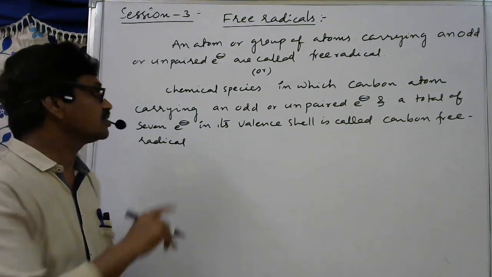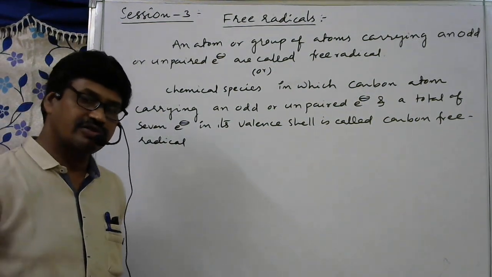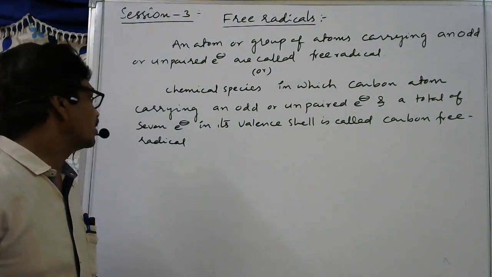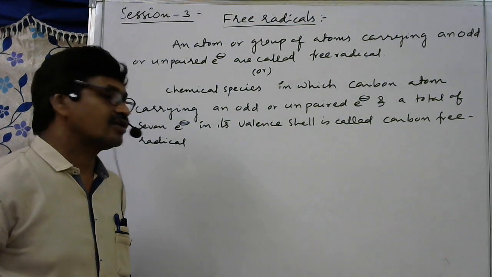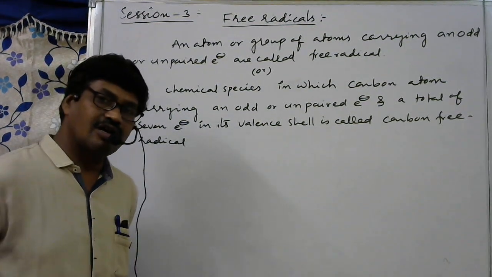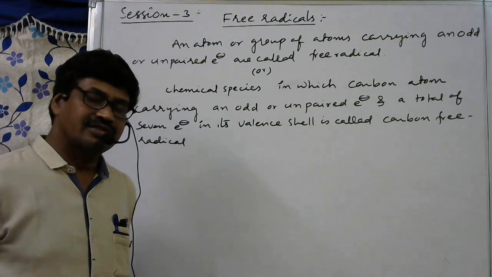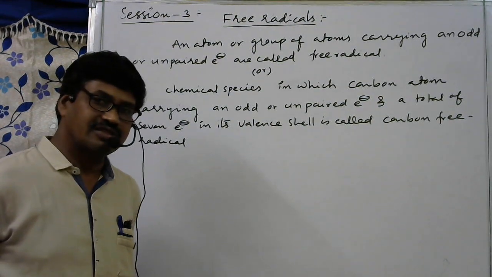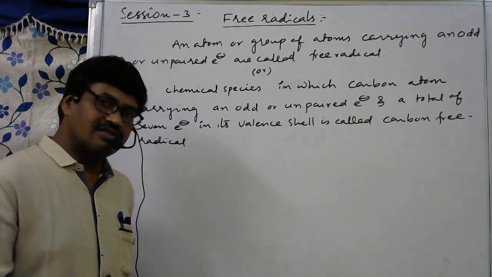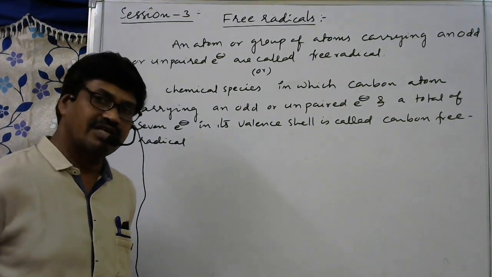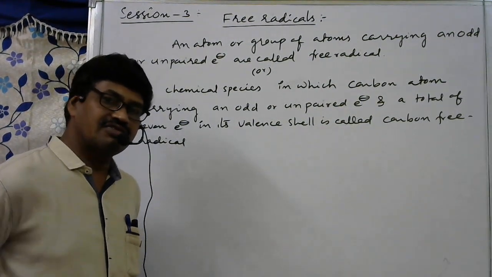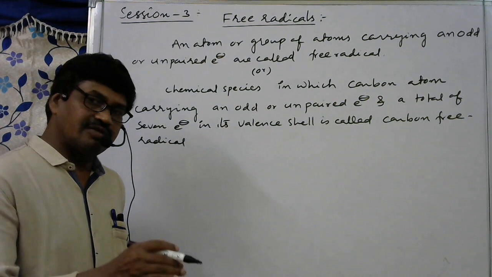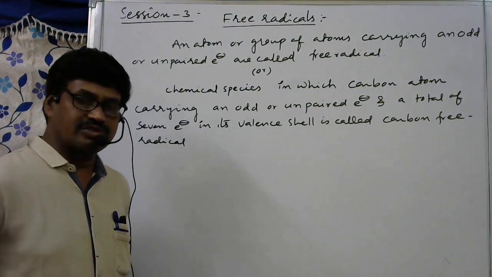So this is the chemical species in which the carbon atom carries an odd electron, otherwise a single or unpaired electron, and a total of 7 electrons in its valence shell; it is called a carbon free radical. It is similar to a carbocation or carbonium ion. There a total of 6 electrons are present in the valence shell. Here 7 electrons are present. Anyhow, in both cases the number of electrons is less than an octet, so we can say it is also electron deficient. So it may react with electron rich compounds.